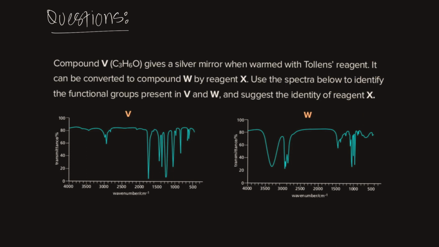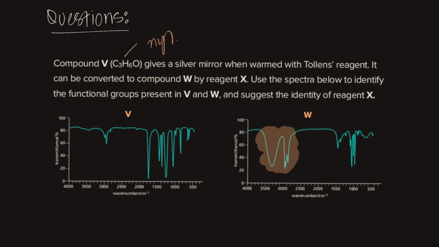Now, it's really bad advice to start a question without reading about it, but I see my alcohol, right? Now let's try reading the question. Okay, compound V gives a silver mirror when it's warmed with Tollens' reagent. That tells me V is a carbonyl compound, and can be converted to compound W by reagent X.